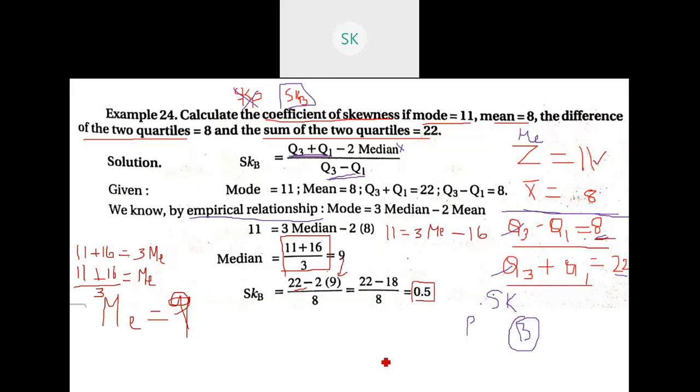The only deciding factor here is the difference of the two quartiles and the sum of the two quartiles. Based on that only, I will have to assume it to be Bowley's coefficient of skewness. Okay, did you all understand the whole problem? Anybody has any doubt in this problem?